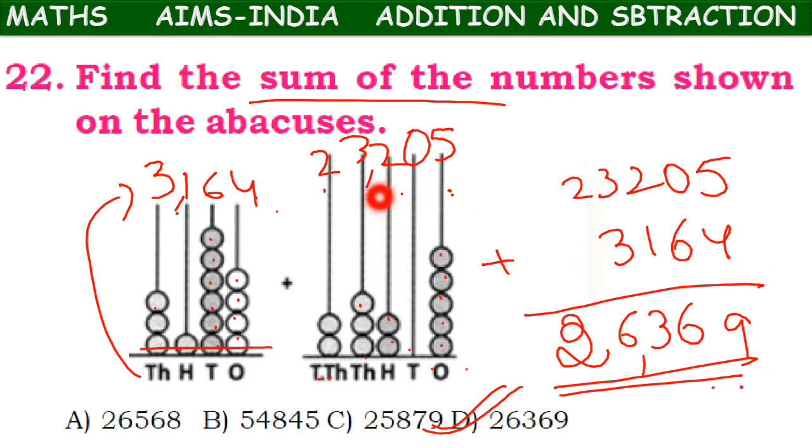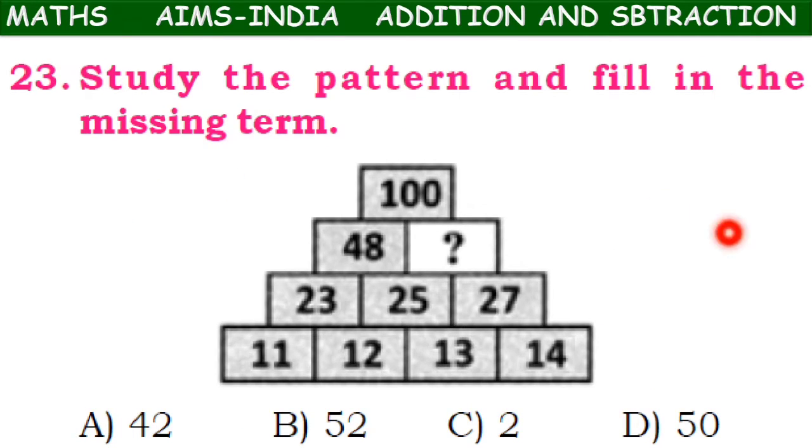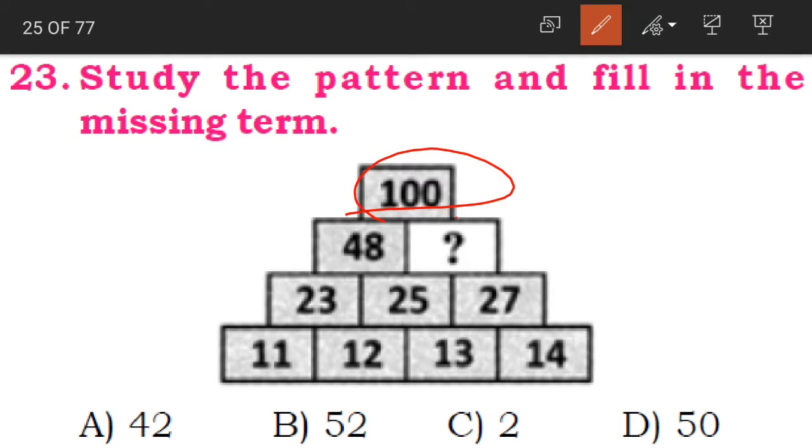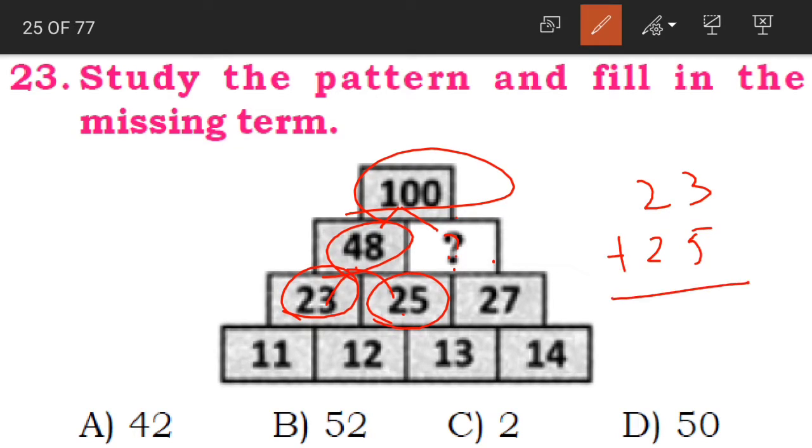Clear children? Very easy, right? Yes. Coming to question number 23. Study the pattern and fill in the missing term. Now first we have 100. Okay, 100 is split as 48 and we don't know what this is. Now 48, 23, 25. Yes children, if you observe, when we add 23 and 25, what will we get? 3 plus 5, 8, 2 plus 2, 4. So what can we say?